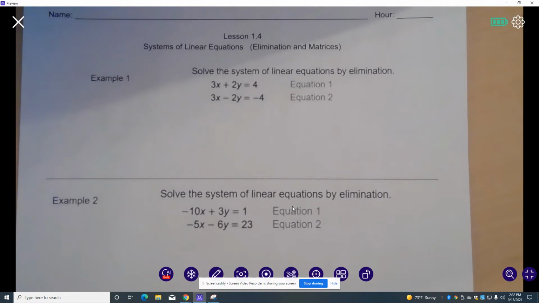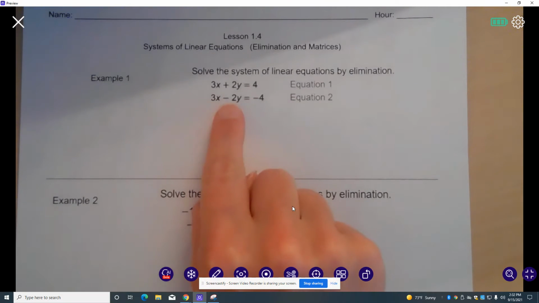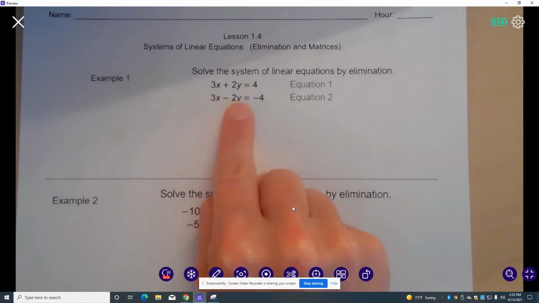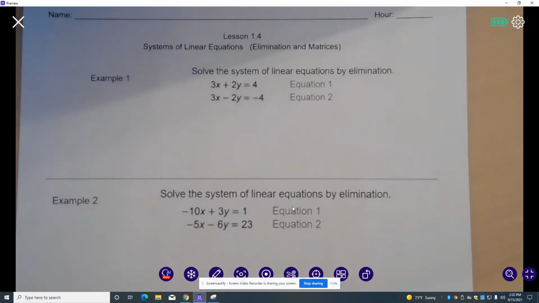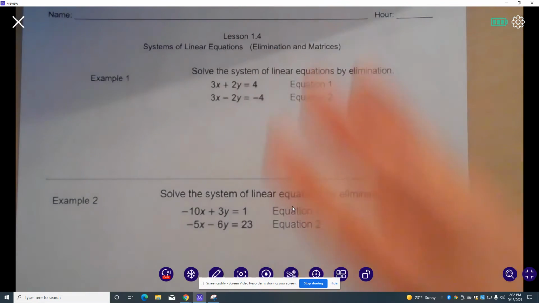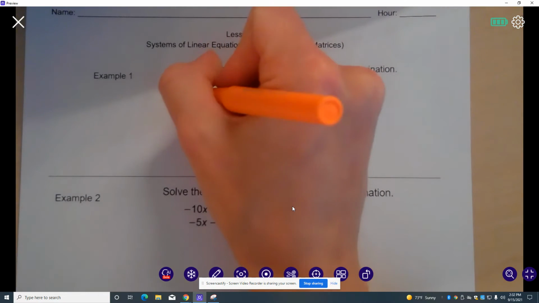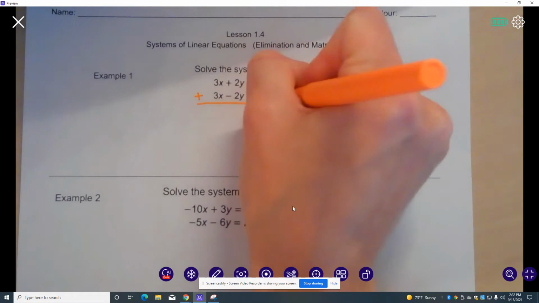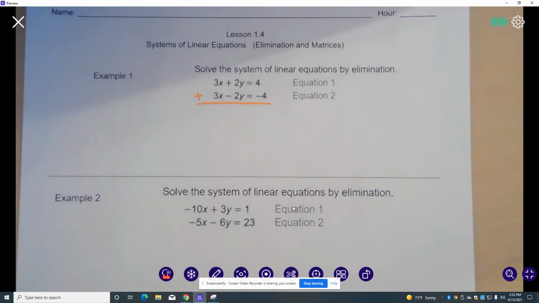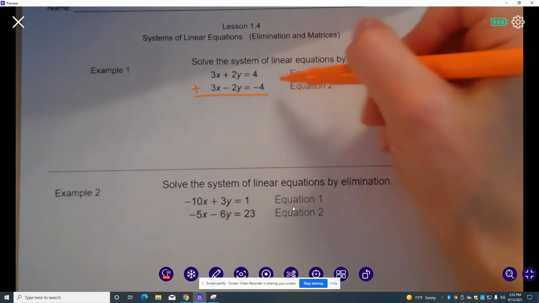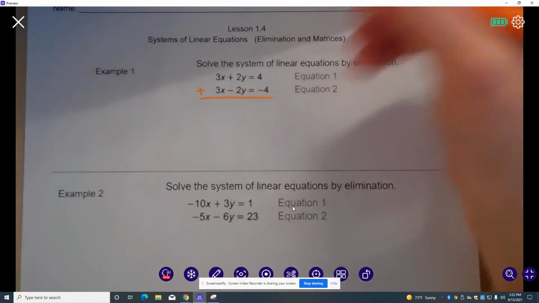And so we're looking for the coefficients in front of x or y to be opposites. So for example, 2 in front of this y and negative 2 in front of the other y, those are opposites. So if I were to add these equations together, my y's will cancel because they will add to 0. So when I do elimination and I notice that I have those opposite coefficients, I'm ready to add my 2 equations. And I'm going to add up and down.